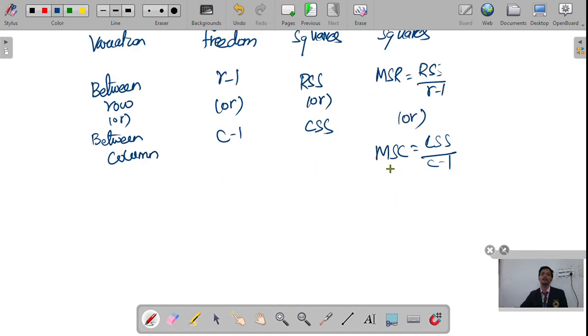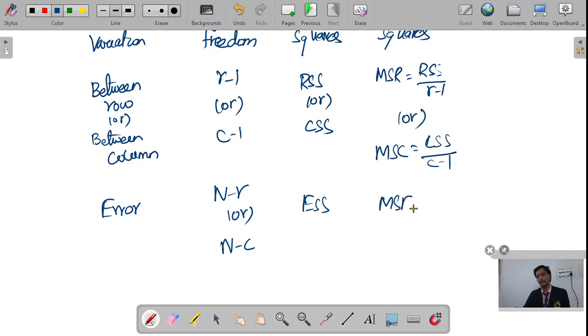Then for the error value, error has two kinds of formulas. The first one is n minus r, this is for row wise, and n minus c for column wise. Here ESS is used. So MSE is ESS by n minus r for row wise, or ESS by n minus c for column wise.